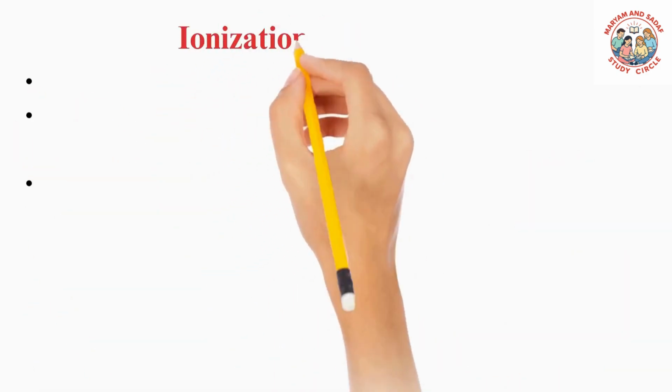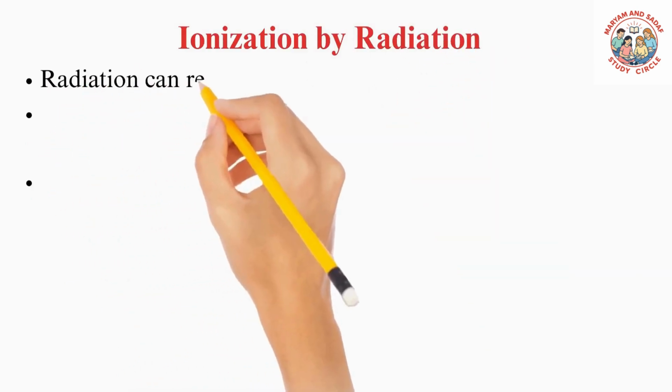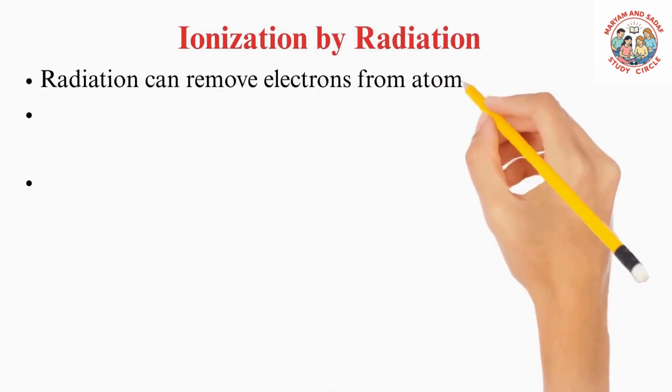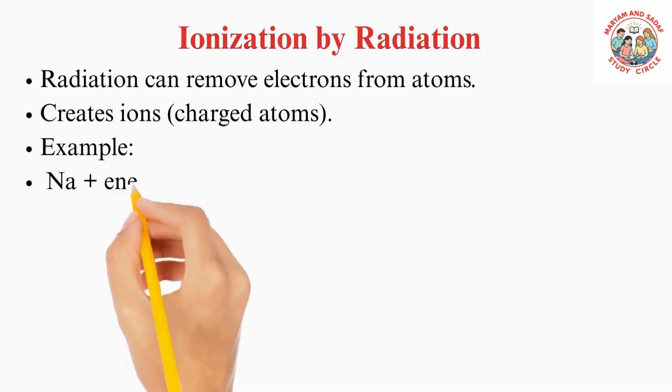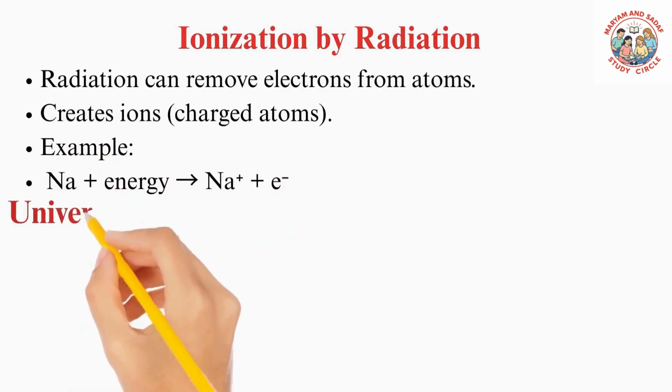Ionization by radiation. Radiation can remove electrons from atoms, creating ions. Example, sodium gains energy and converts into a sodium ion.